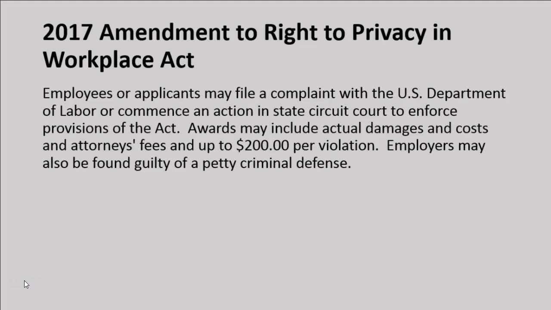Let's again look at the amendment in 2017 to the Right to Privacy in the Workplace Act. Employees who feel that there's been a violation, or applicants who believe that their rights may have been violated under this act, may file a complaint with the U.S. Department of Labor or commence an action in state circuit court to enforce the provisions of the act. Awards may include actual damages, costs, and attorney's fees, and up to $200 per violation occurrence. Employers may also be found guilty of a petty criminal offense.